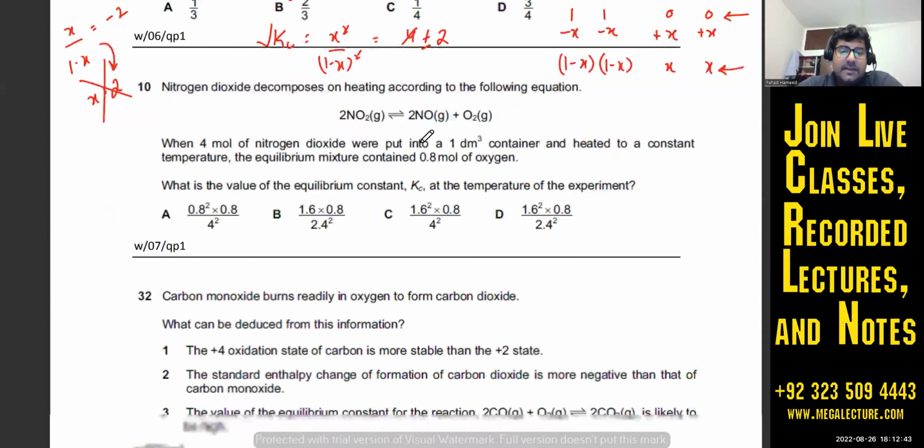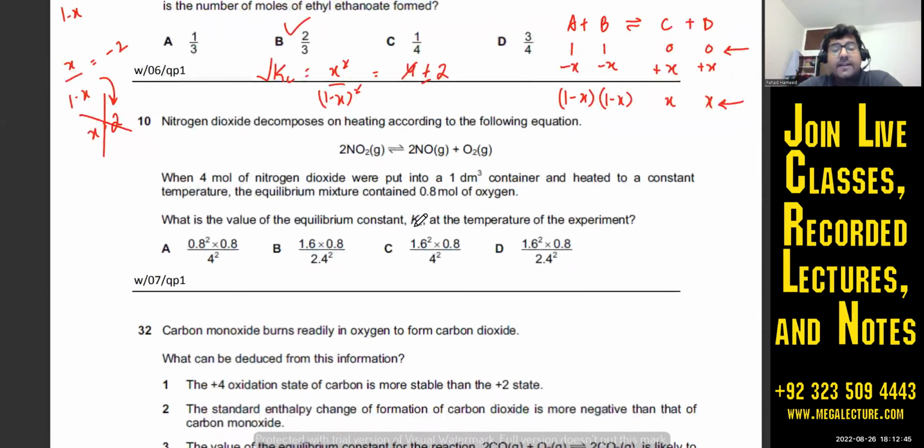Let's try and solve this. In this case, again, you have to find the value of Kc. So if I just write down the equation quickly, 2NO2 in equilibrium with 2NO plus O2. What are the initial moles? 4 moles of nitrogen dioxide, this one, right? Initially at the beginning, it was put into a container and heated to a constant temperature. So there's nothing initially, there's no NO, there's no O2. Those are your initial moles.